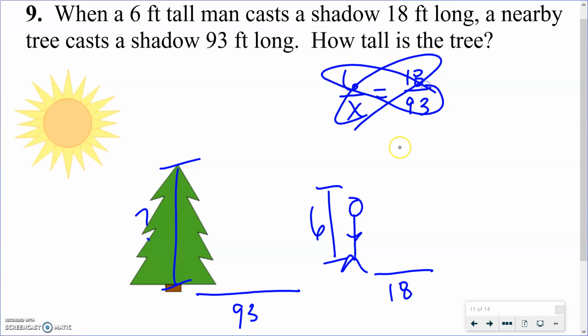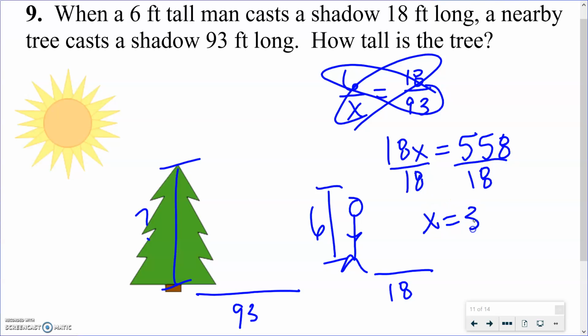So you're going to cross multiply and get 18x equals 558. Divide them both by 18, and you would get that the tree is 31 feet tall. Okay, and we're just using that if the shadows are proportional and the heights are proportional, because the sun is shining the same direction on both of those.